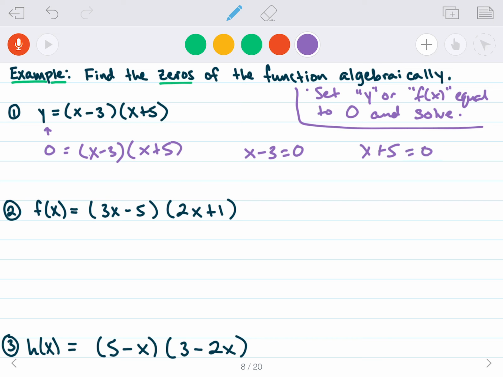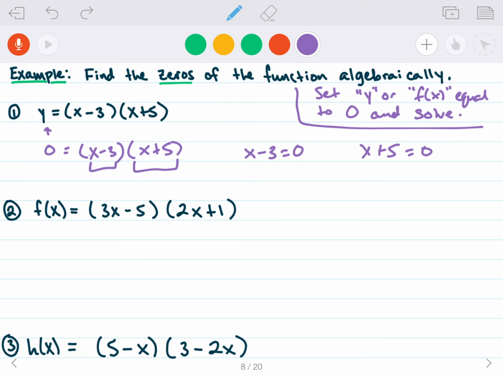And the reason is because this is something times something else, and that equals 0. So either this equals 0, this equals 0, or they both equal 0, right? That's called the zero product property. So anyway, that's why we're doing that. If you have two numbers, and when you multiply the two numbers, you get 0, you can conclude either one of the numbers is 0, or they could both be 0, right?